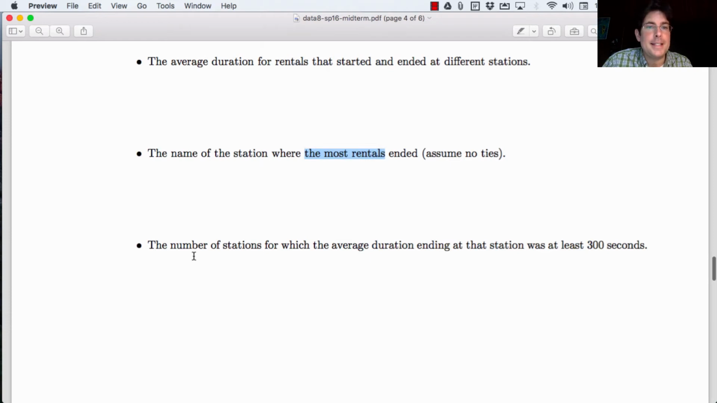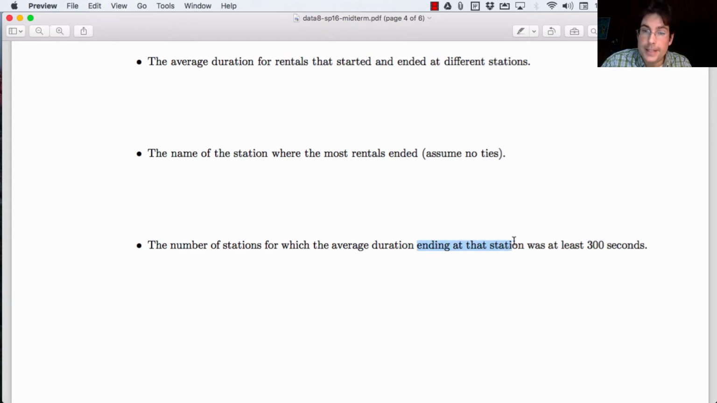Okay, finally it says the number of stations for which the average duration ending at that station was at least 300 seconds. This is a challenging question. It asks for the average duration for a station. So that's different from the average duration over all trips because we need this statistic for each different station separately. That's another instance of group.